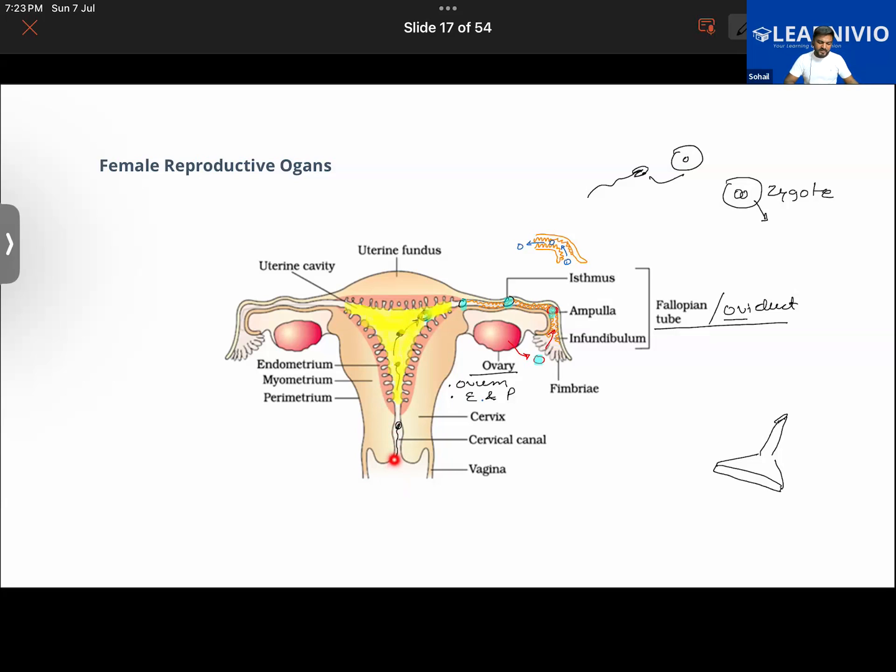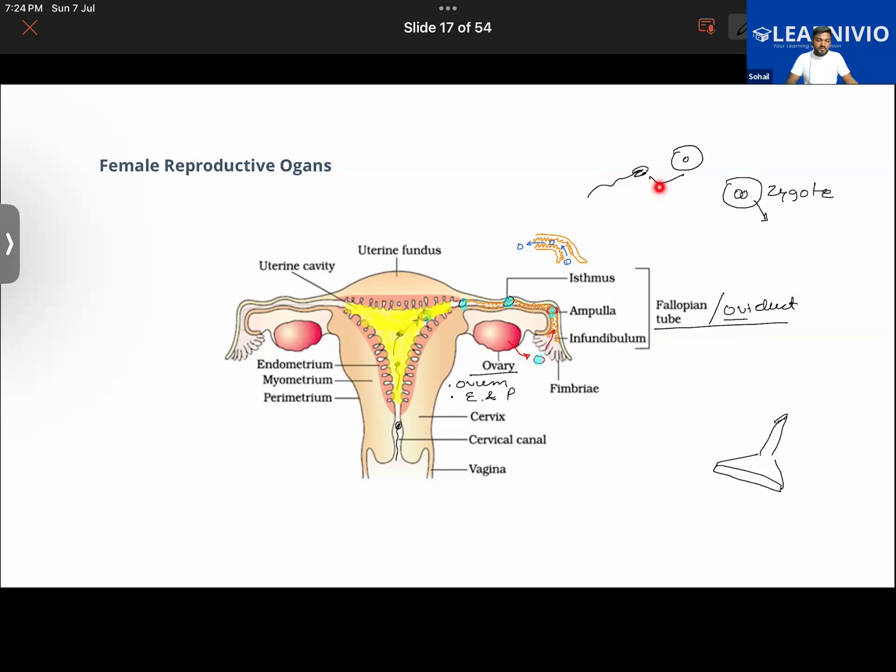See, through the vagina, the sperm reaches into the uterus, right? Here it reaches, and at the same time, from the fallopian tube, the ovum is also coming. So somewhere here, fertilization would take place. Fertilization would take place here in the uterus only. Okay, now.